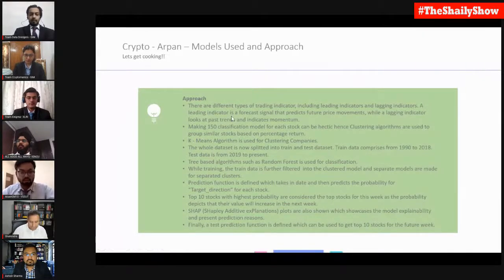So let me tell you about my approach. There are many different trading indicators that are used by many investors in this market. There could be leading indicators or lagging indicators. These indicators are heavily used in many industries to forecast signals that predict future movements.